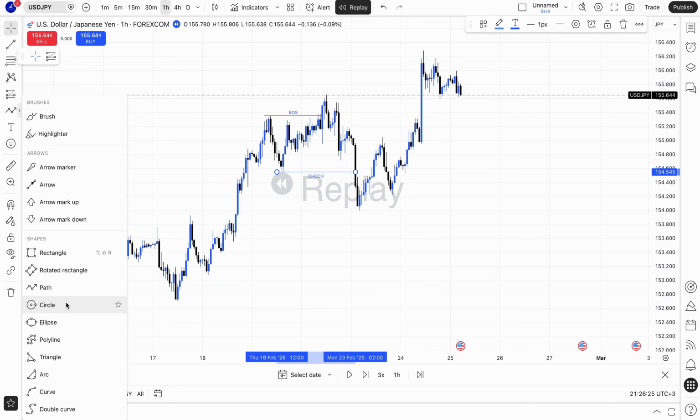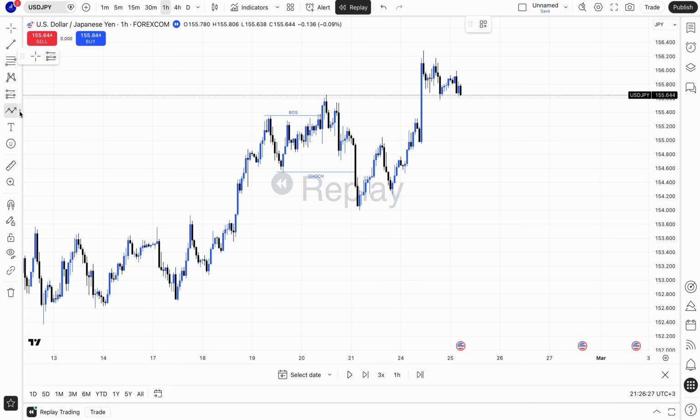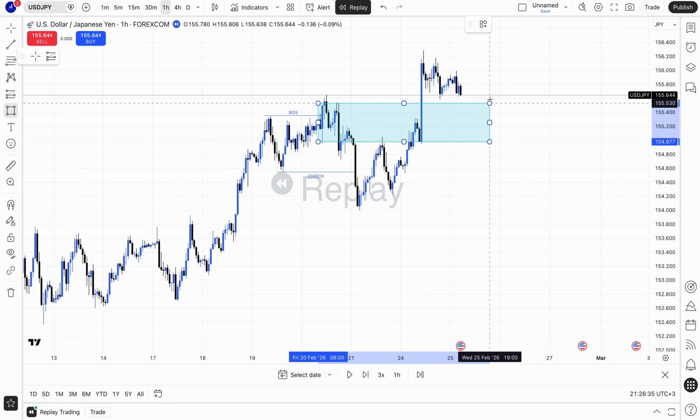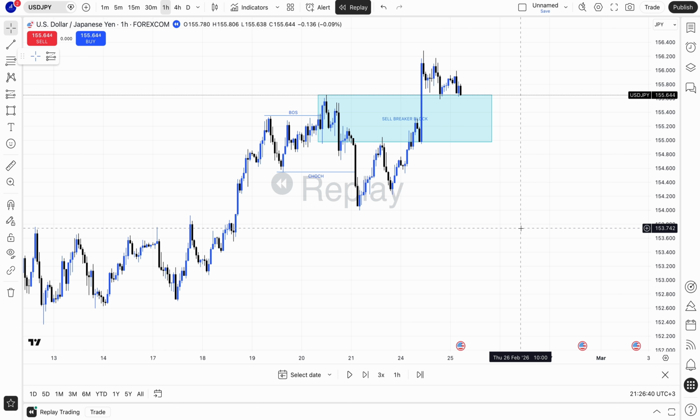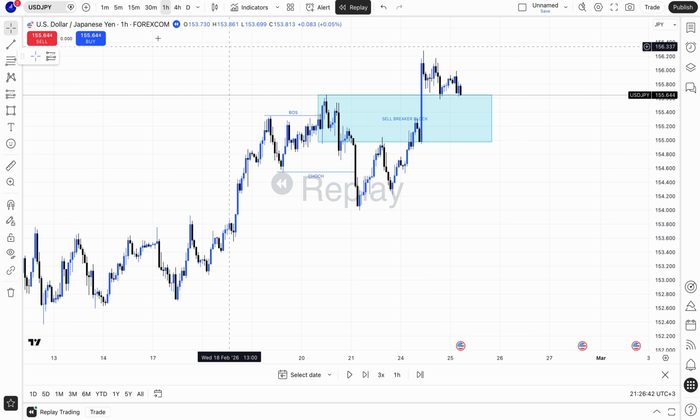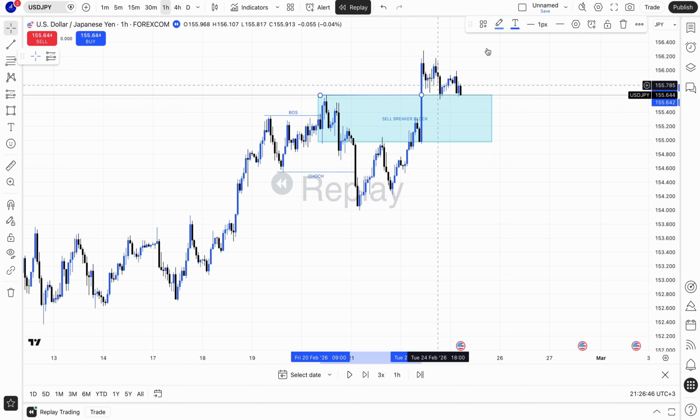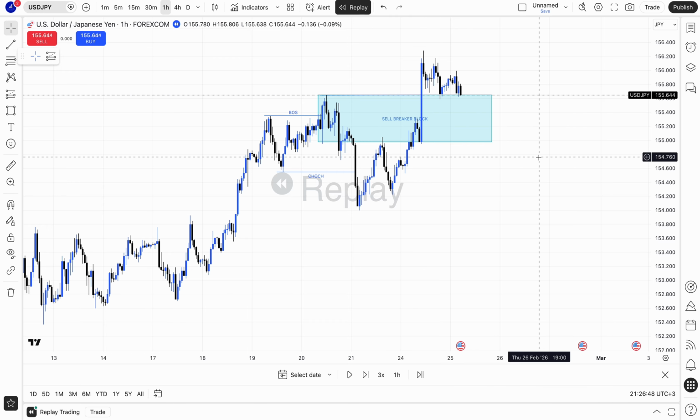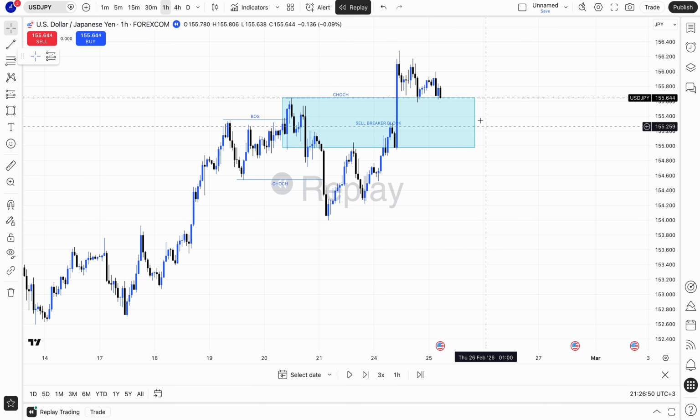Then before this price came through up, we had our supply zone, which was here. Our bearish order block, we had a bearish order block. But after this bearish order block being disrespected, then we had our change of character to the upside. And that means this bearish order block automatically turned into our bullish breaker block.